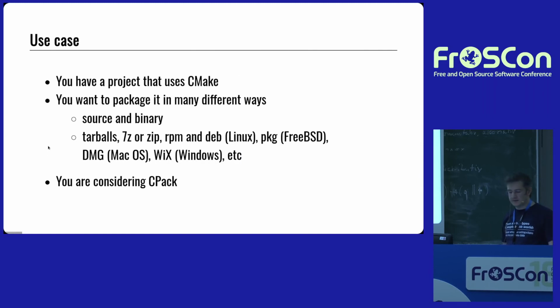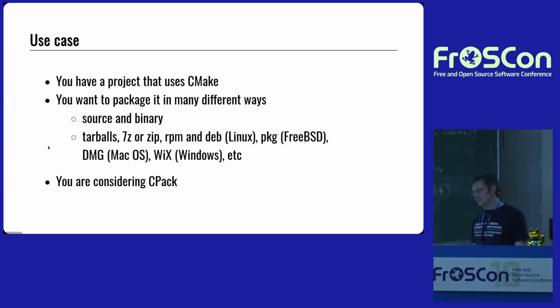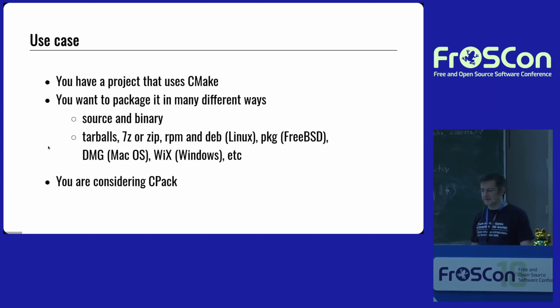Let me start by describing who this talk is for, I mean the main use case. Supposedly you have some kind of project that is built using CMake, and understandably you want to produce packages out of whatever CMake builds. And for user convenience, you want to produce different kinds of packages, like source packages, binary packages, tarballs, RPM and deb for Linux, PKG packages for FreeBSD, macOS, Windows, whatever. Well, not all of them, but at least a subset of that.